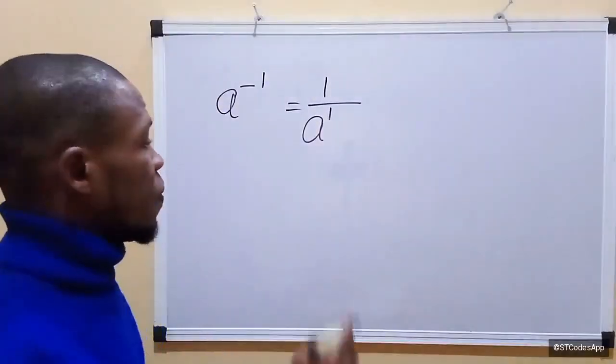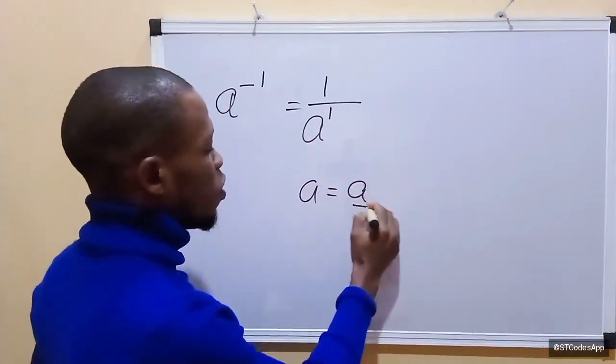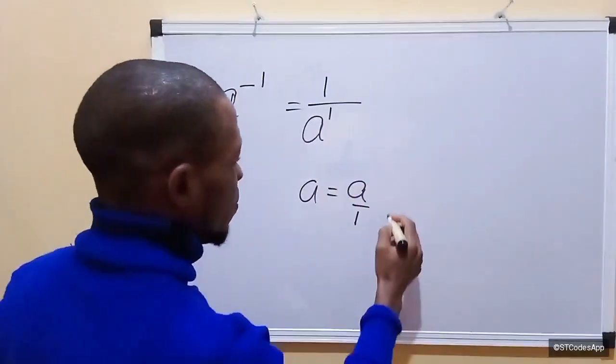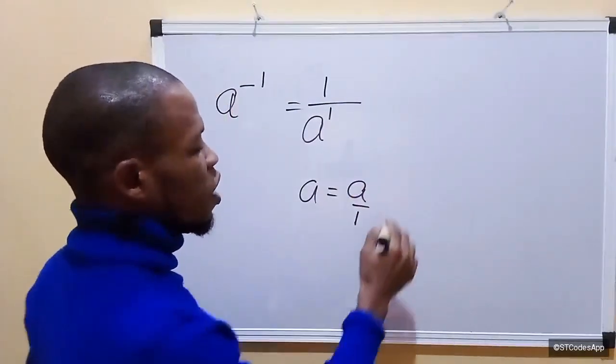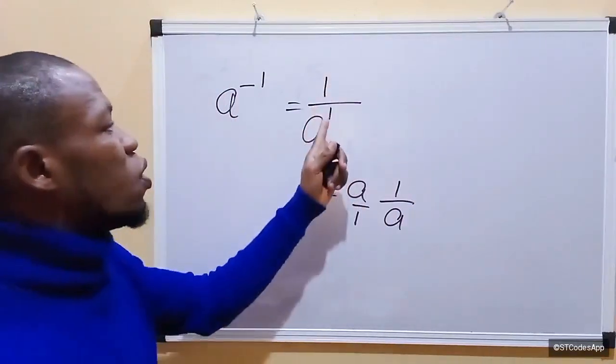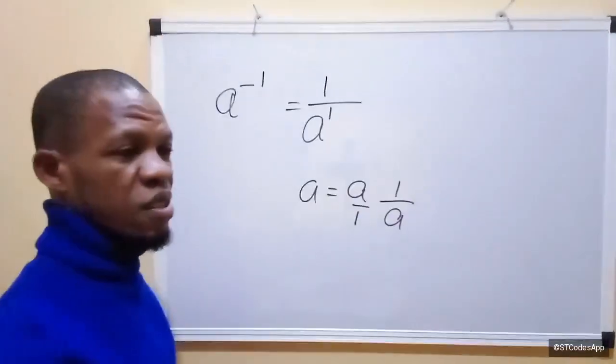Okay, let me explain. Assuming we have a, ordinarily a is equal to a all over 1 if I'm to express it as a fraction. Then by reciprocal, it simply means the inversion of this number, which is 1 all over a. So that's why we have 1 all over here. Then the base is raised to the power the positive index.